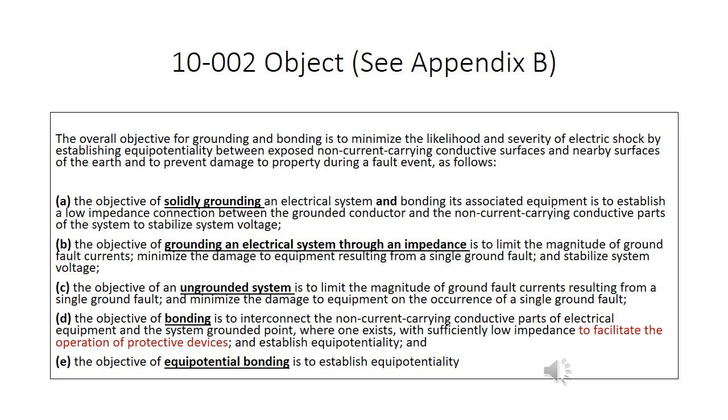So Subrule A talks about a solidly grounded system, in other words, a 120/240 or a 120/208 volt Y system. Subrule B is an impedance grounded system. Subrule C deals with ungrounded systems, also known as a delta system.